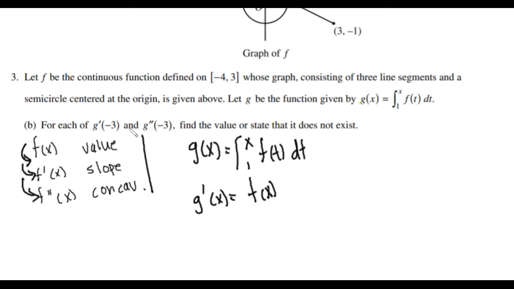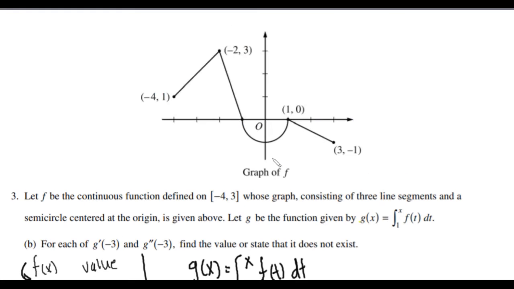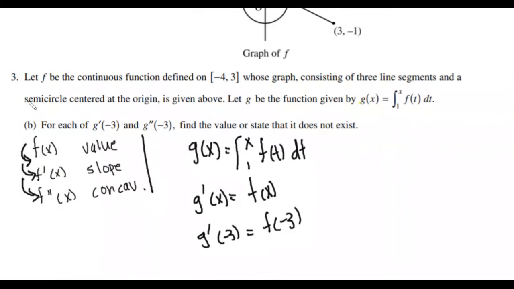So let's continue. Because it wants negative 3, let's just plug in negative 3, right? As you can see, g prime negative 3 is equal to just f of negative 3, right? Where is f of negative 3? Right here. When it is negative 4, the y value is 1. When it is negative 2, the y value is 3. What would this be? It would be about 2, right? Yes, it is 2. So we got the first answer basically. g prime negative 3 equals 2.